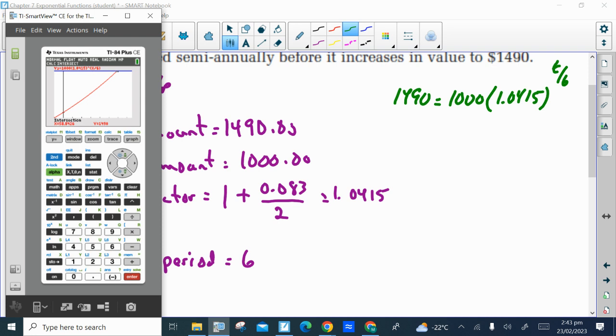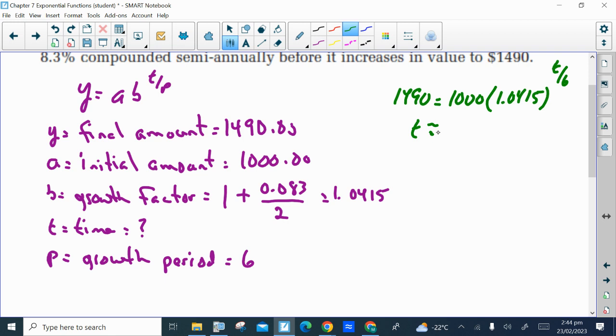If I remember correctly, it doesn't matter that you can't see the point of intersection as long as the X value is within the window. And it wasn't. If the Y value is not in the window where the point of intersection occurs, the calculator will still give you it. But not if the X value isn't. So that value is 58.84, and again, that's months. Because P is in months, T would be as well.